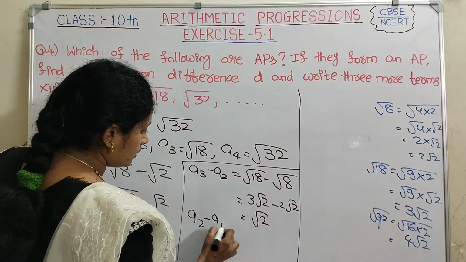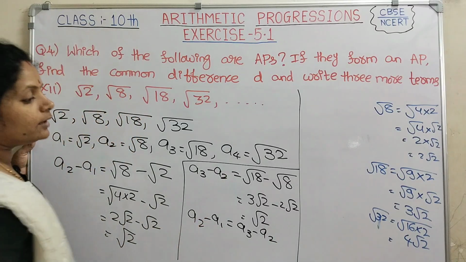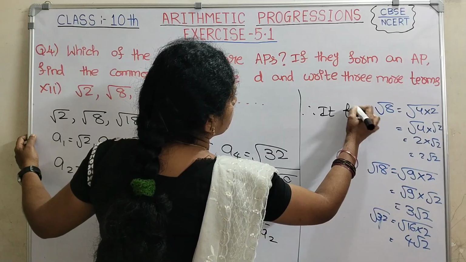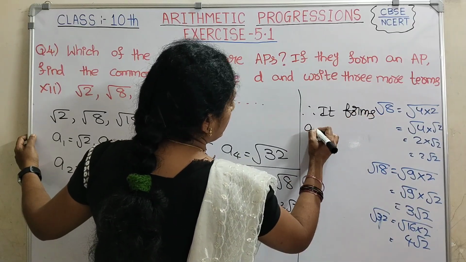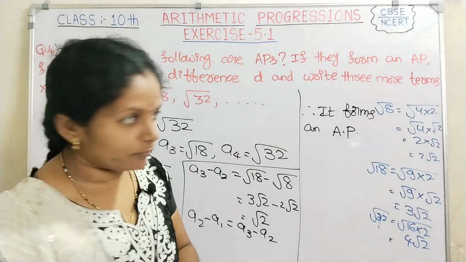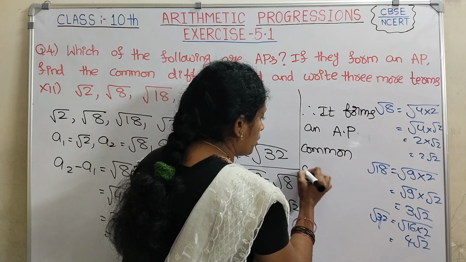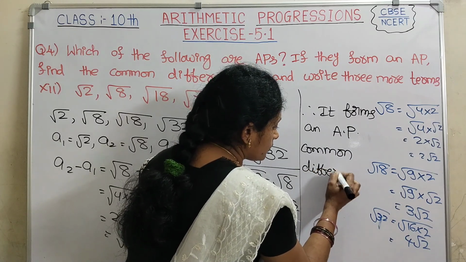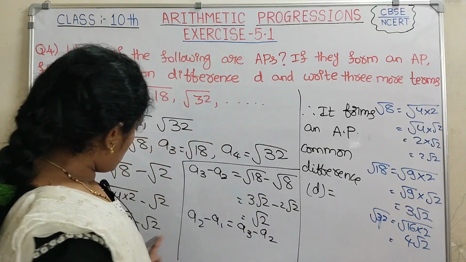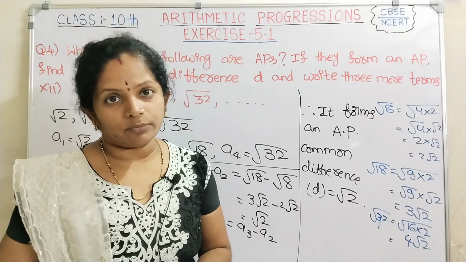A2 minus A1 is equal to A3 minus A2. Therefore, it forms an AP. So, we have to get the common difference. What is the common difference? Common difference D is equal to root 2. Let us get the next terms.